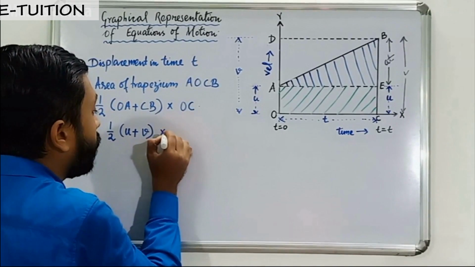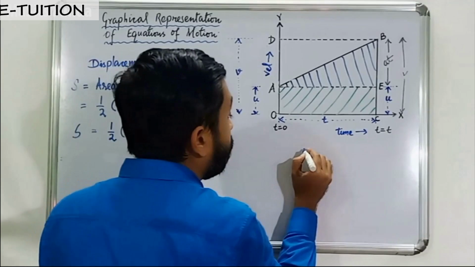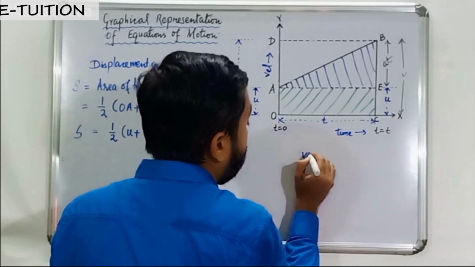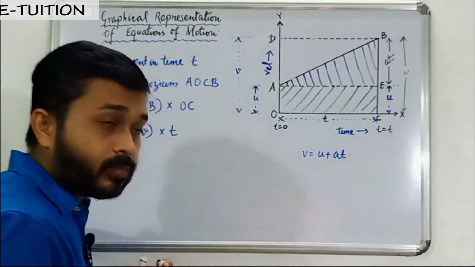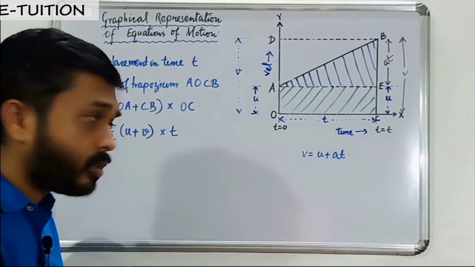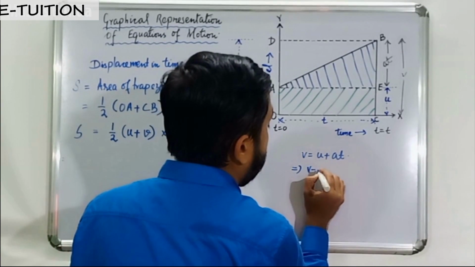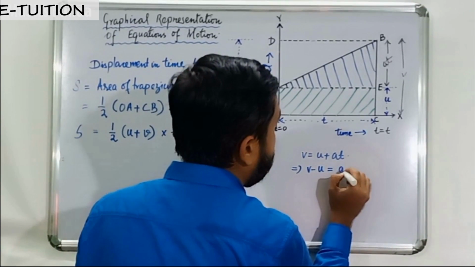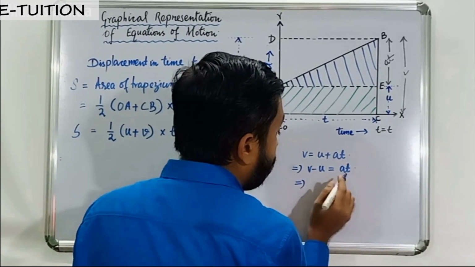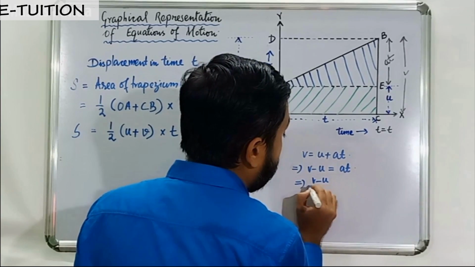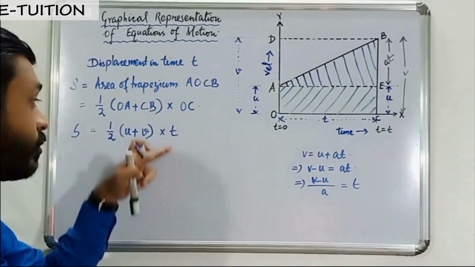So here we have to apply a trick. Time we are writing for the time being. So now see, we know that v equal to u plus at. That is what the first equation of motion is. From here we can write v minus u equal to at. Now the value of t in terms of v, u and a: v minus u by a equal to t. The value of t has to be substituted over here.